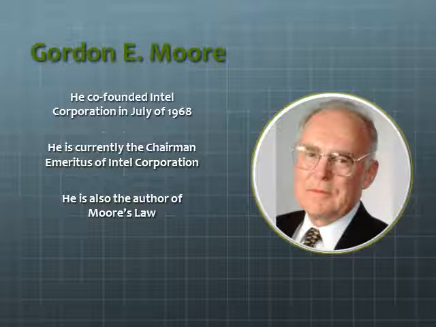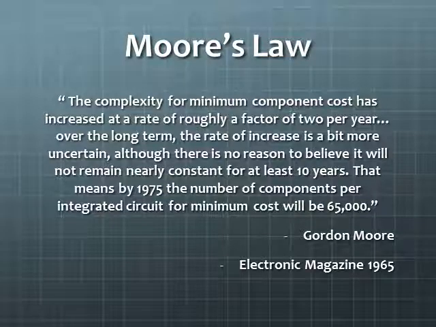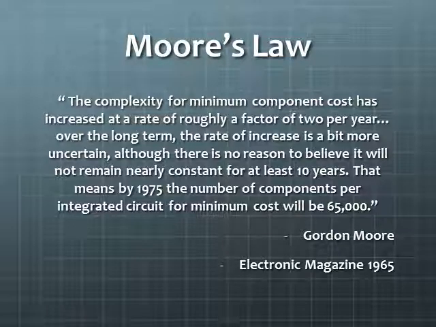Now let's explain Moore's Law. As quoted here in his famous paper of 1965, published in Electronics Magazine, Dr. Moore explains that the number of transistors on a chip will double approximately every 2 years. Nowadays, they actually say it'll double in 18 months.